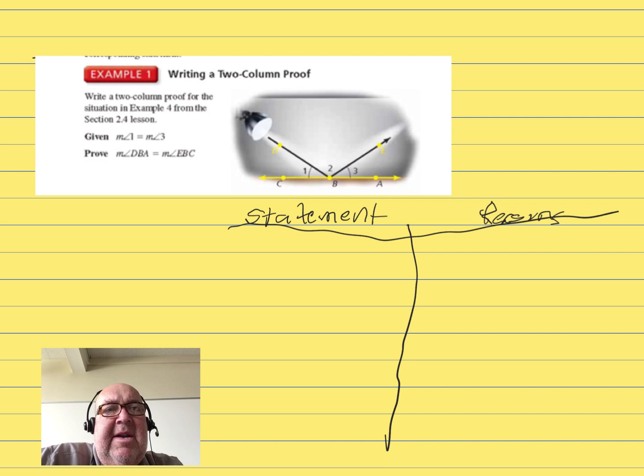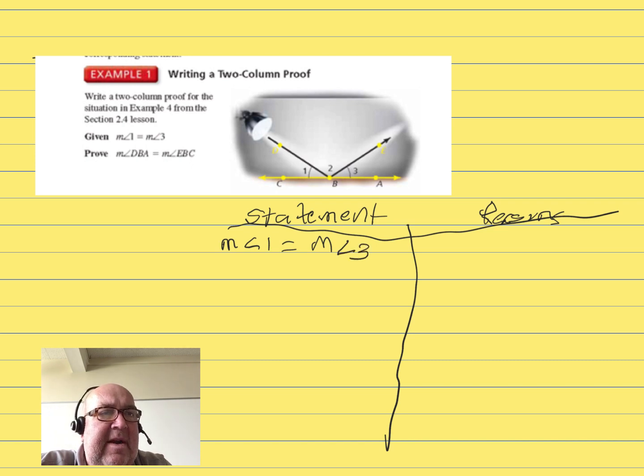So we are trying to prove that angle DBA and angle EBC are equal. And what we're given is we know that the measure of angle 1 is equal to the measure of angle 3. And our reason that we know that is that it was given to us. So now we're going to have to make use of some rules.